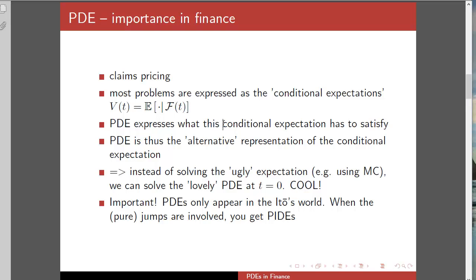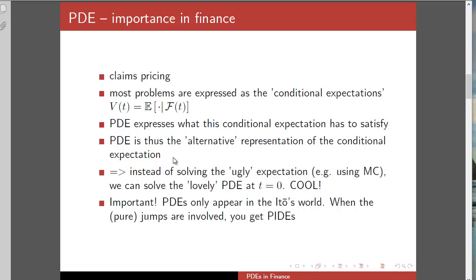Okay, so this is specific to finance. I'm talking about the problems in finance. For other kinds of problems it might not be so, but in our case this will be true. Okay, so the PDE in finance will capture what this expectation satisfies. So you can think of the PDE as some sort of alternative representation of the conditional expectation. This means that you reformulate this problem into a boundary problem, which is basically a PDE.